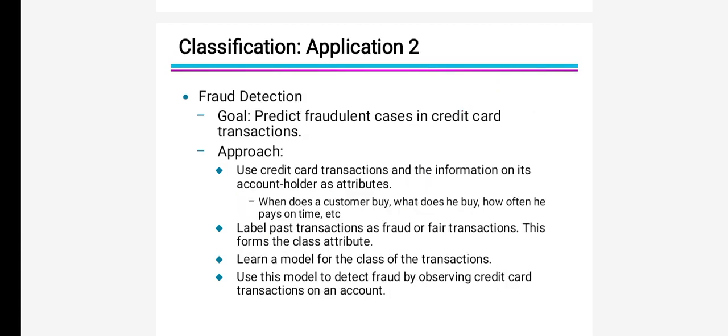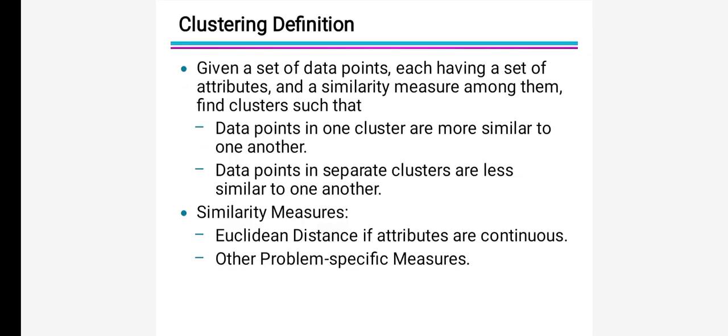In classification application number 2, we shall discuss fraud detection. The approach involves using credit card transactions, labeling past transactions, and learning a model from the class. We use this model to detect fraud by observing credit card transactions on an account.